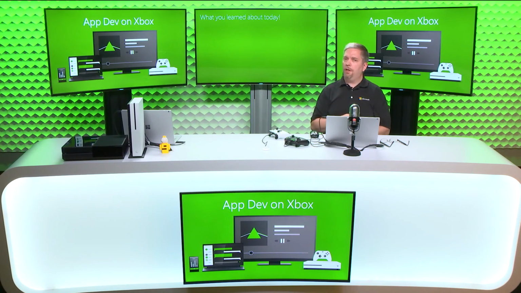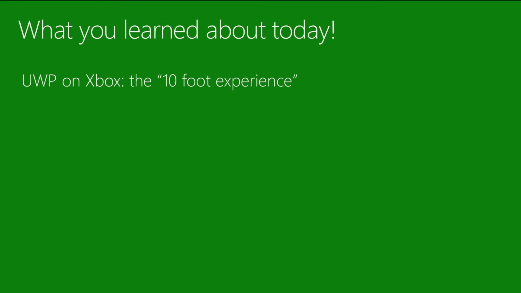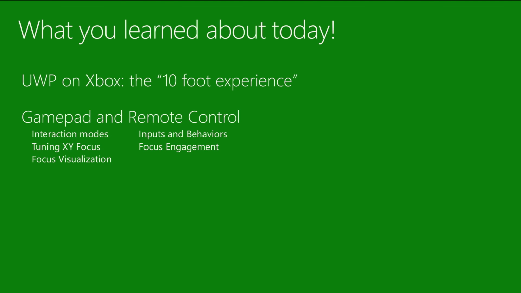So what we talked about today, and this is all about XAML apps. We talked about UWP on the Xbox and how you really want to have a good 10-foot experience. You want to think about what does your UI look like when I'm further away from it? How's the user going to interact with it? What's my gamepad remote look like? How am I going to actually let them interact with it? What am I going to do to tune the focus?